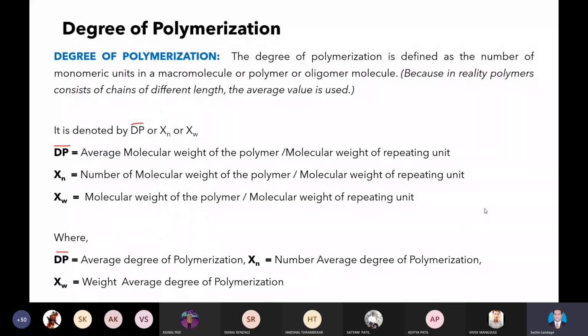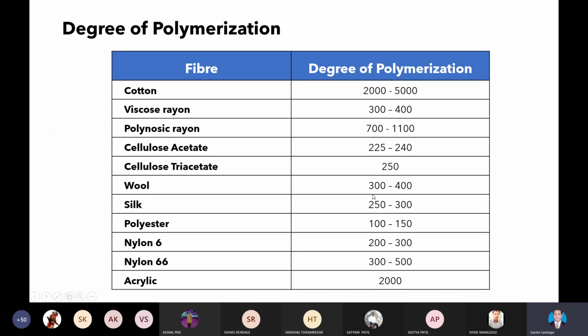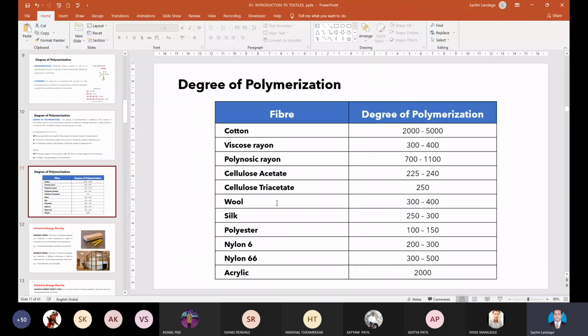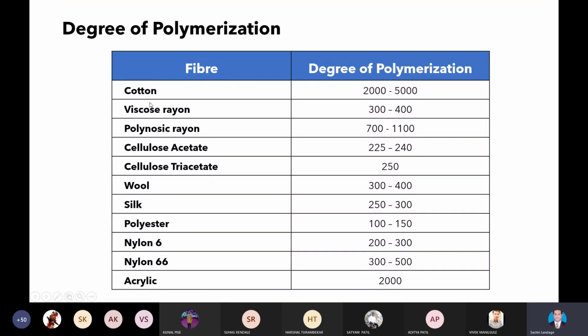Yes, sir. Okay. Next, these are the values for a few fibers. Degree of polymerization: cotton is in the range of 2000 to 5000. Viscose rayon is in the range of 300 to 400, or in a few books you will get 250 to 400 also. Polynosic is around 700 to 1100. So all these are cellulosic fibers.